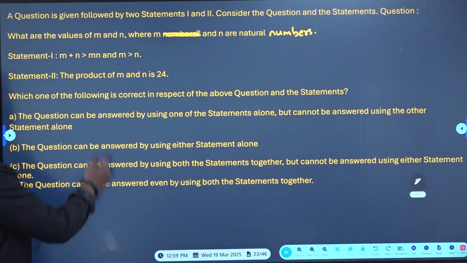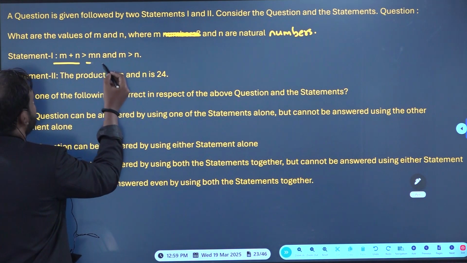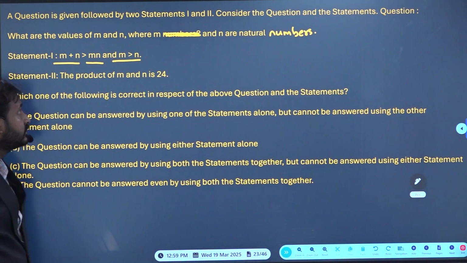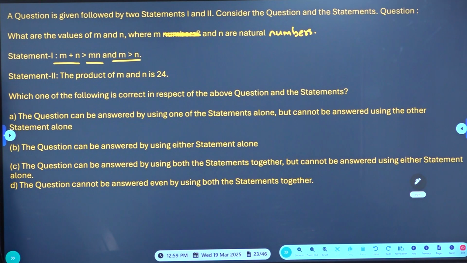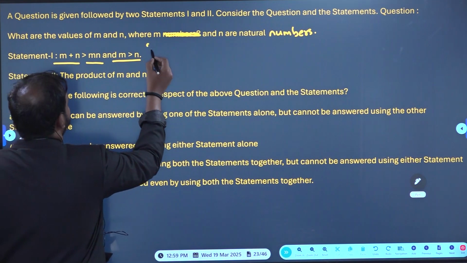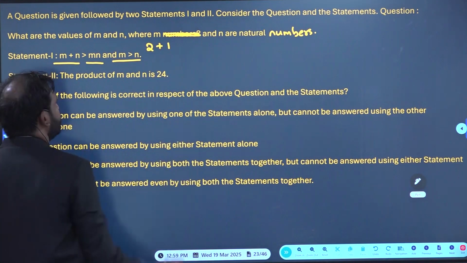Now, first statement: M plus N is greater than MN and M is greater than N. So with that, can we come to one conclusion? M plus N will be greater than M into N. So let us take some random examples, and they clearly mention that M is greater than N. So I will take M value as 2 and N value as 1.